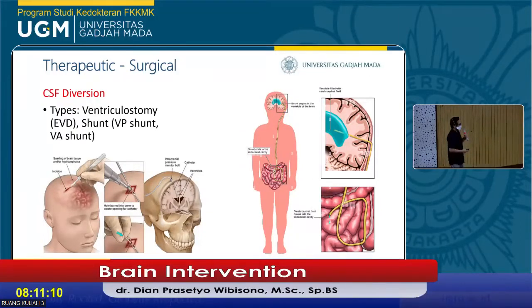So maybe sometimes there is an accumulation of the cerebrospinal fluid because of obstruction, maybe because of any tumor that obstructs the CSF pathway, or maybe there is a disturbance in its resorption. We call it hydrocephalus. Pasti udah pernah pada dengar ya kalau hydrocephalus. Jadi hydrocephalus is accumulation of cerebrospinal fluid inside the head, inside the brain.